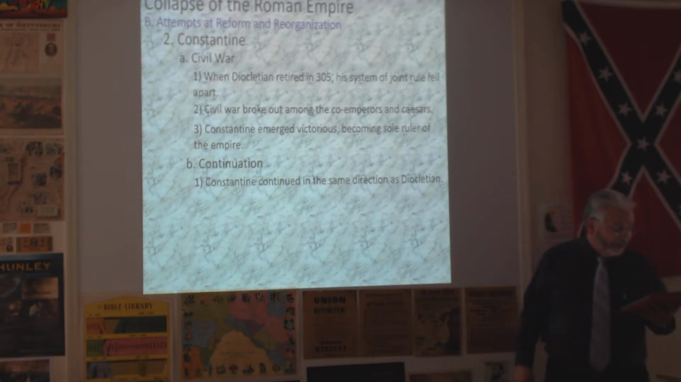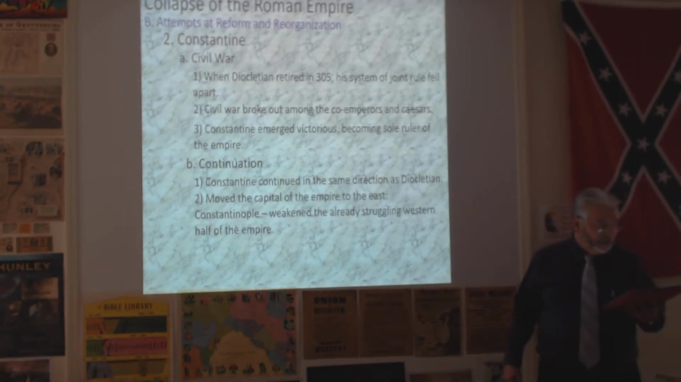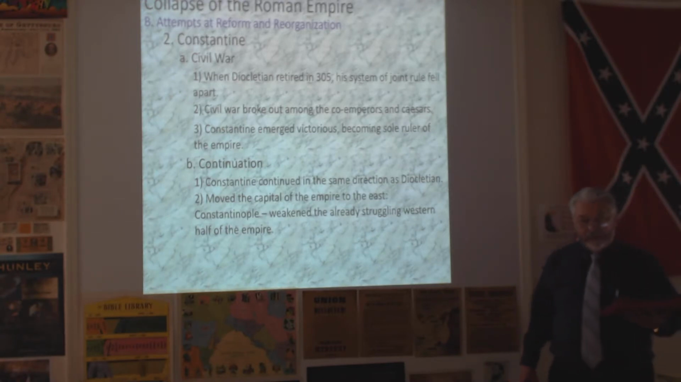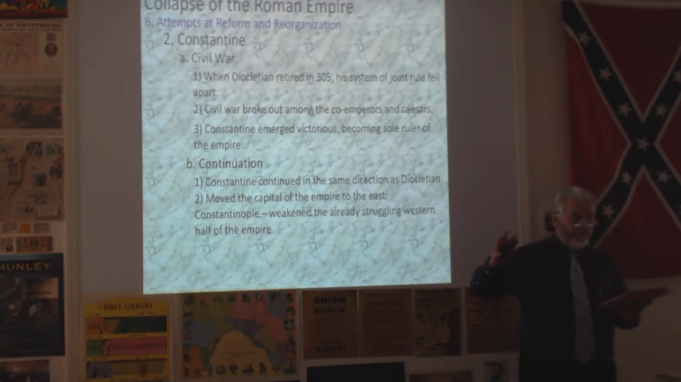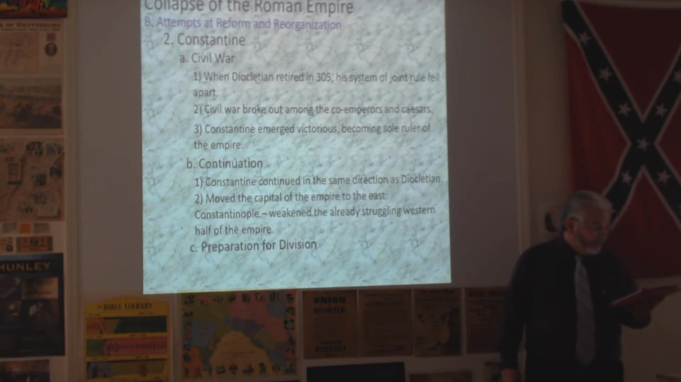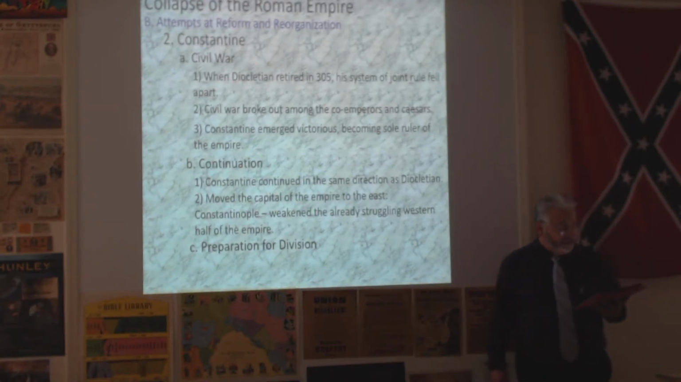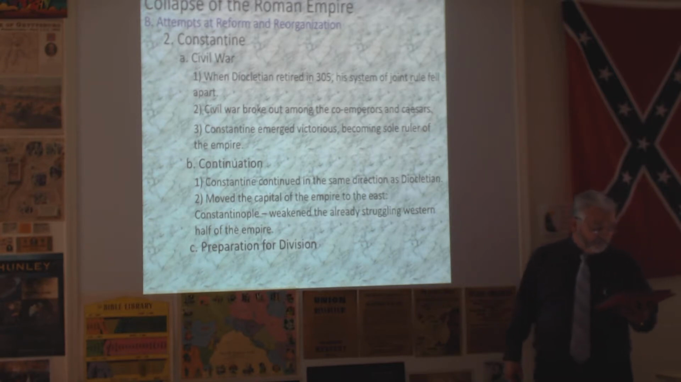He moved the capital of the empire to the east, to the city that he built and named after himself, Constantinople. And that only served to weaken the already struggling western half of the empire. It was the western half of the empire that had to deal with the barbarian invasions and all of that. And so him moving the capital just further weakened the Western Empire. So Constantine's efforts at reform were not enough to halt the slide of the empire into impotence, into no power.